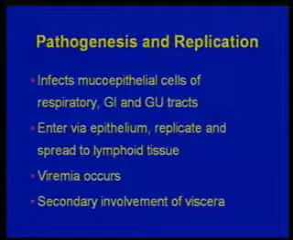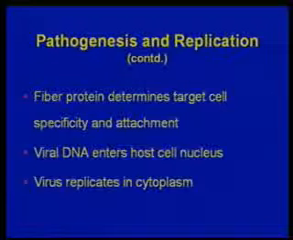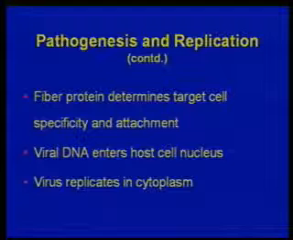Once it gets into the bloodstream, you can guess it can get to many different visceral organs and cause infection there. So, it is not truly just a respiratory pathogen. It really can affect pretty much any organ system in a susceptible host. Like we talked about these projections, the fiber protein determines the target cell specificity. It's also important as a viral attachment protein.